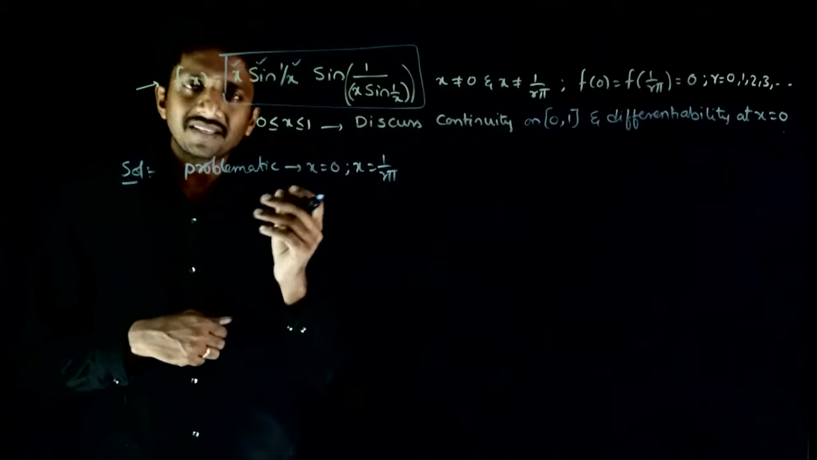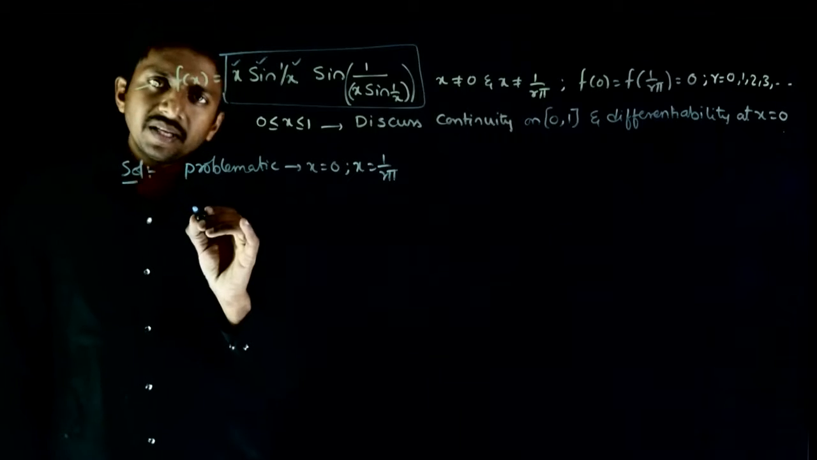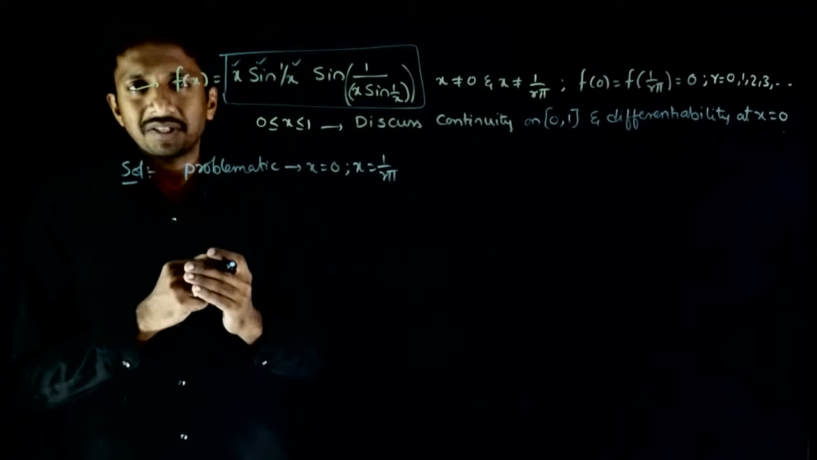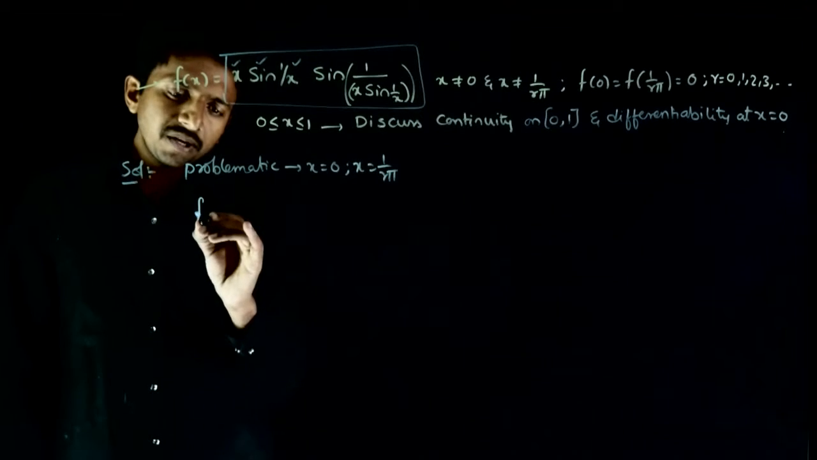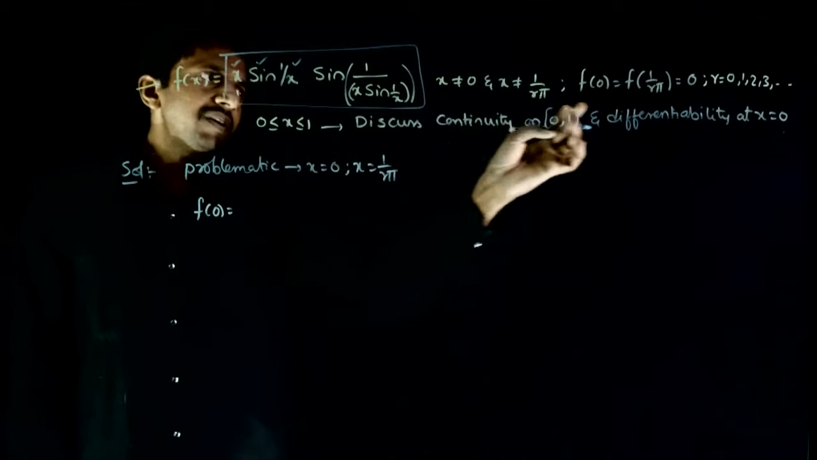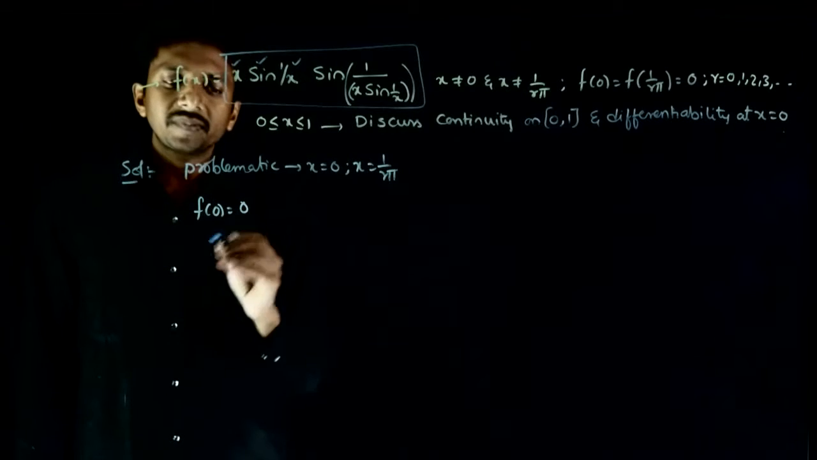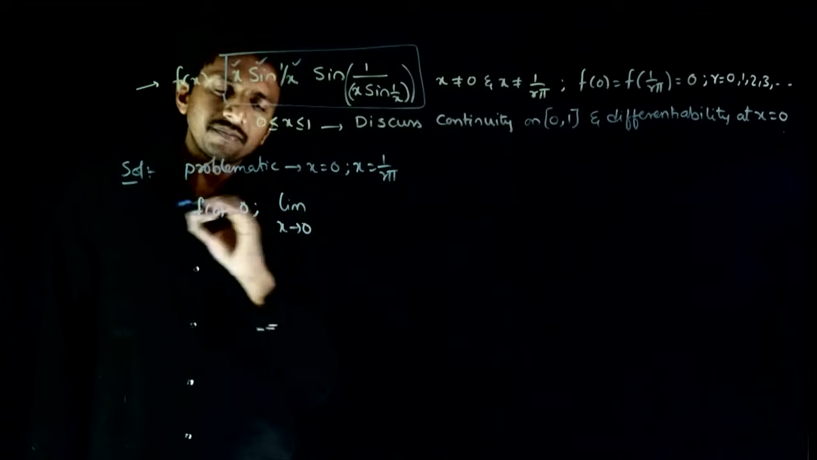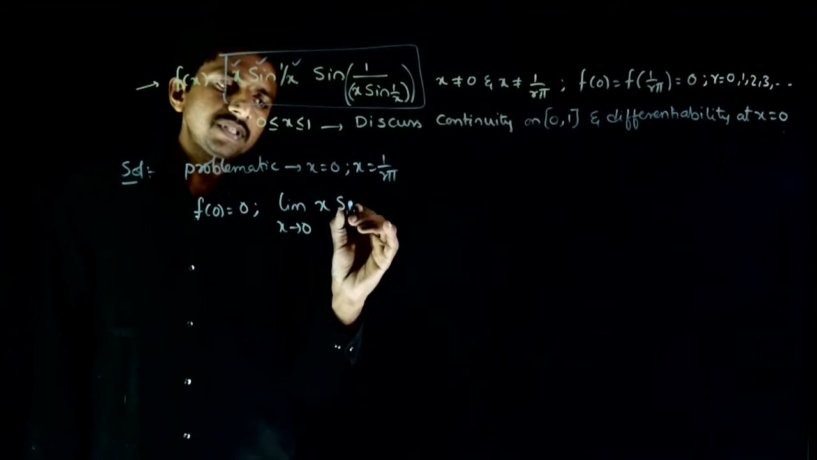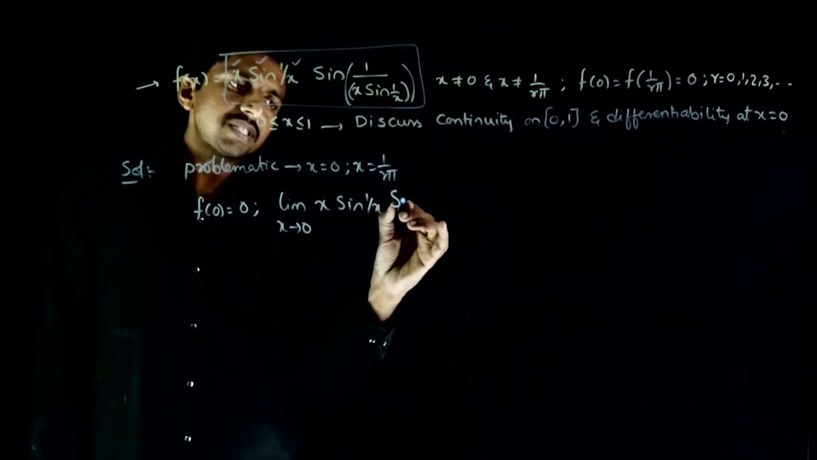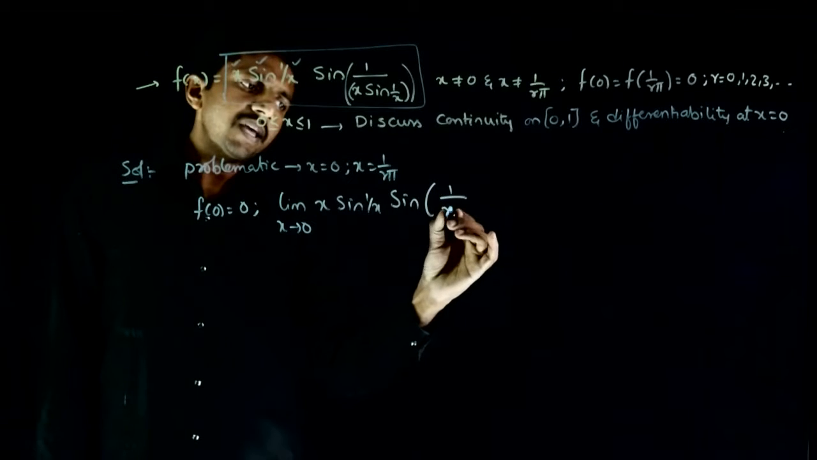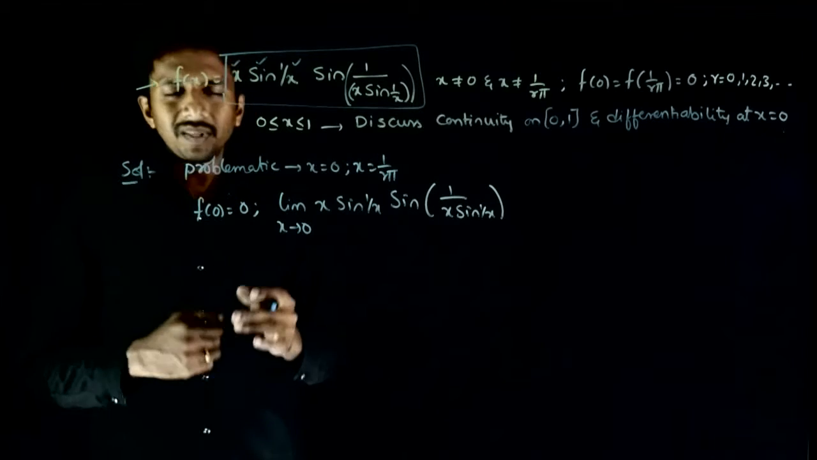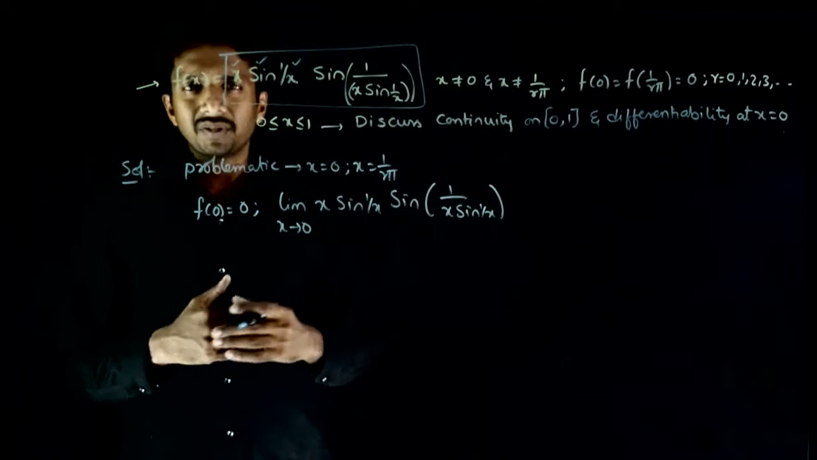So let us check at x equal to 0. ठीक है, सो कंटिन्यूटी चेक करने के लिए यू हैव टू फाइंड द लिमिट वैल्यू एंड यू हैव टू फाइंड द फंक्शनल वैल्यू. सही, सो f of 0 कितना है? f of 0 इज डिफाइंड एज 0. ठीक है, नाउ व्हाट यू नीड टू फाइंड इज limit x tends to 0, x sin 1 by x. अगर इसका वैल्यू भी 0 है तो then the function is continuous at x equal to 0, otherwise not.